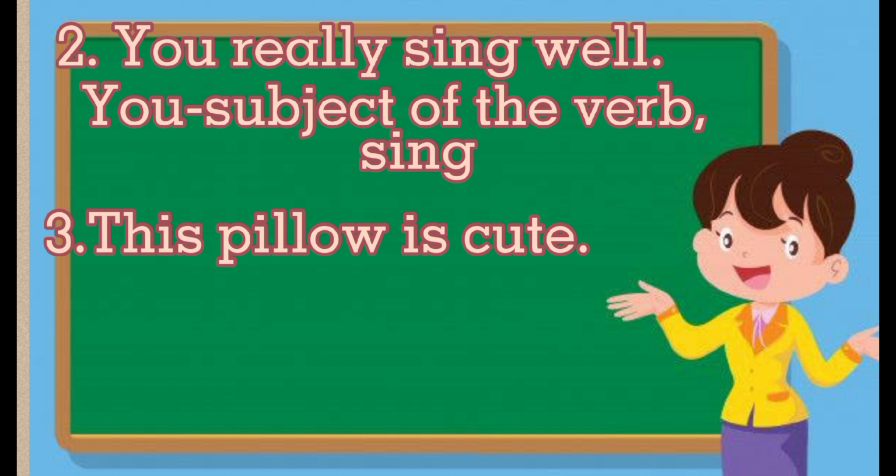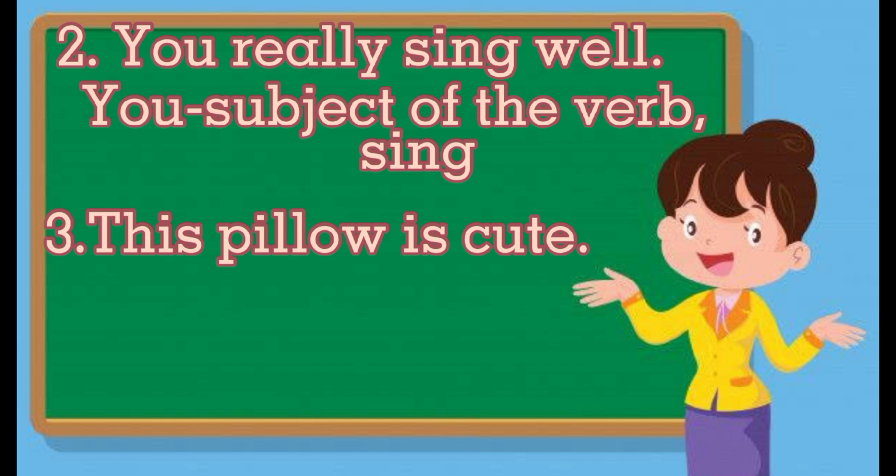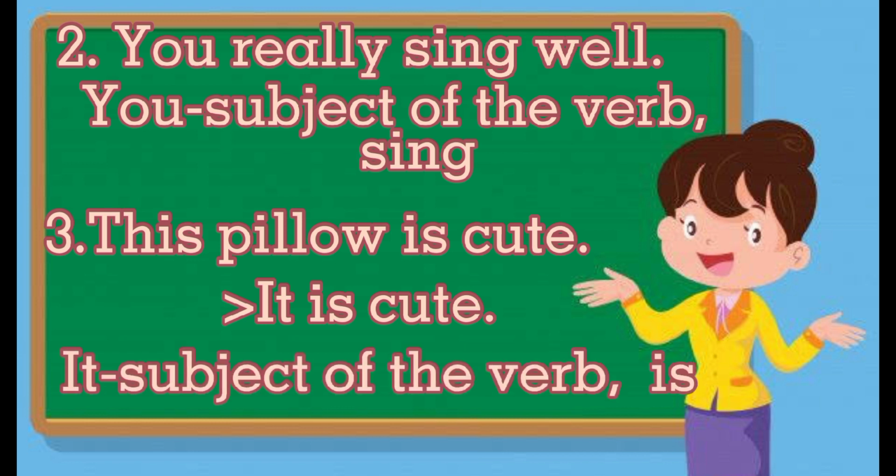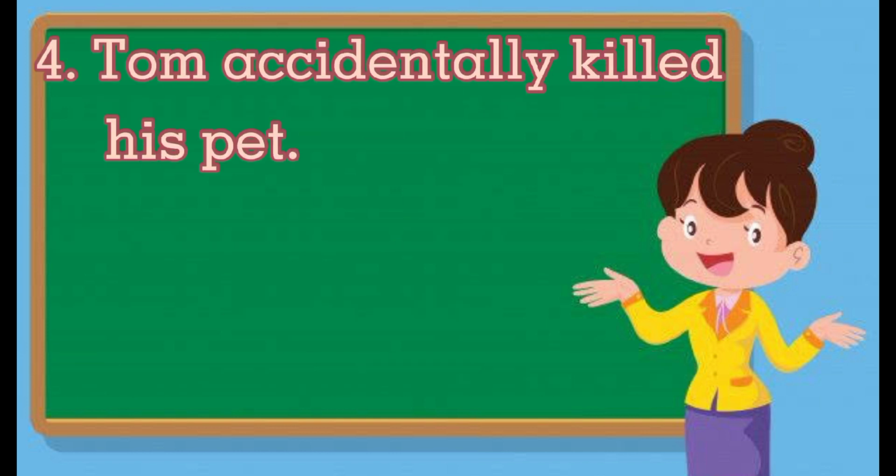For our third sentence, we have: This pillow is cute. As you can see, our subject is a noun, which is pillow or this pillow. So we have to replace it with a pronoun, and that's going to be our personal pronoun it. So our sentence will now become: It is cute. What have you noticed? What should now be our subject in this sentence? You are right, it is our pronoun it. And since it serves as the subject of the verb is, do you think it is subjective? You were right, it is subjective.